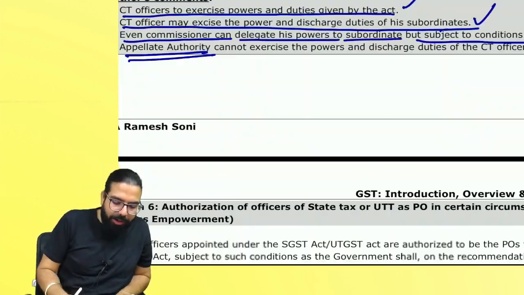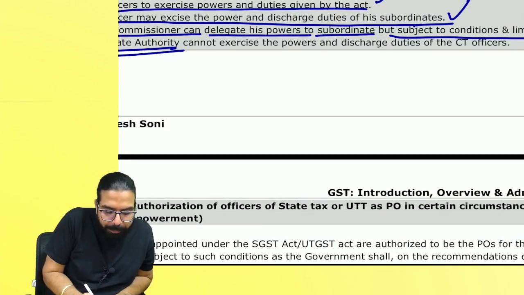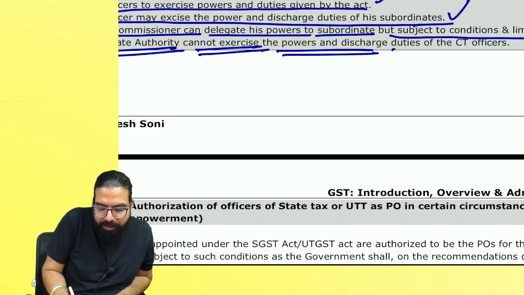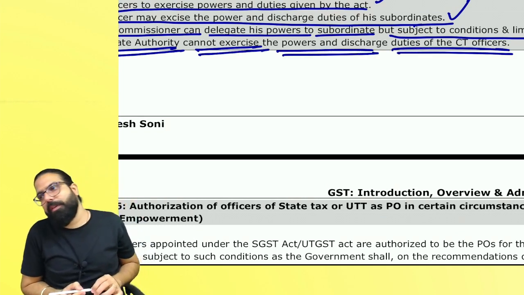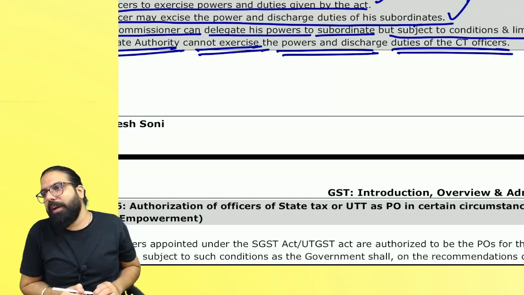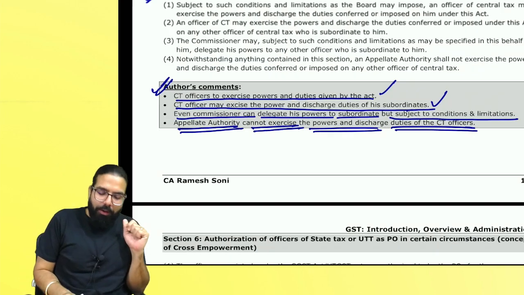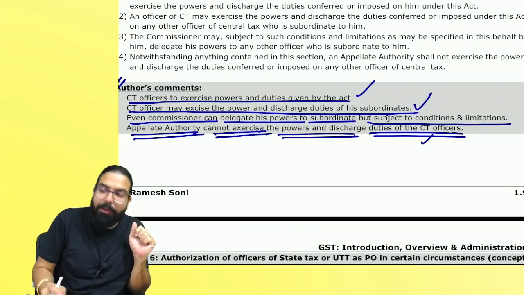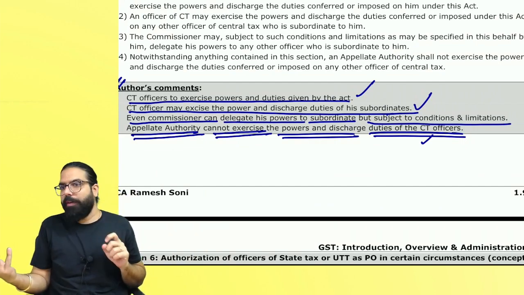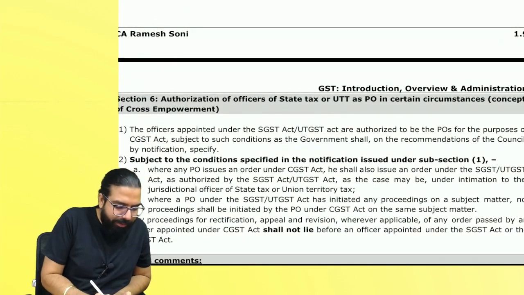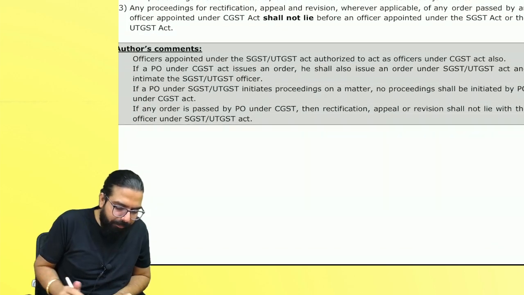So what they are telling over here is that the appellate authority cannot exercise the power and discharge the duties of the central tax officer. They can't discharge the GST officers' duties. You know what? We are seeing only central tax because we are learning the CGST law. Can we go ahead, everyone? The next is cross empowerment. Do you remember cross empowerment? I have written the author's comment also over here.